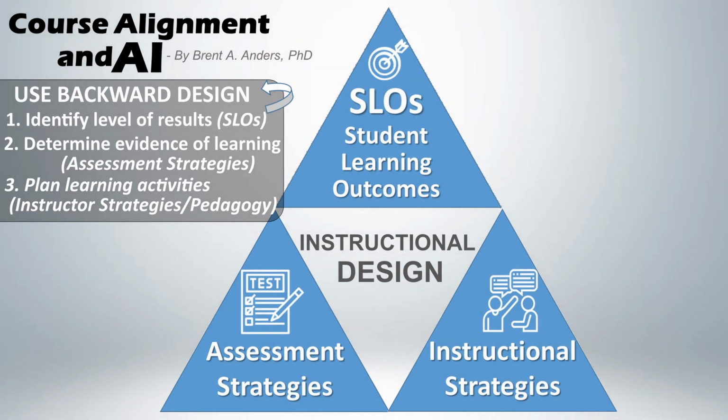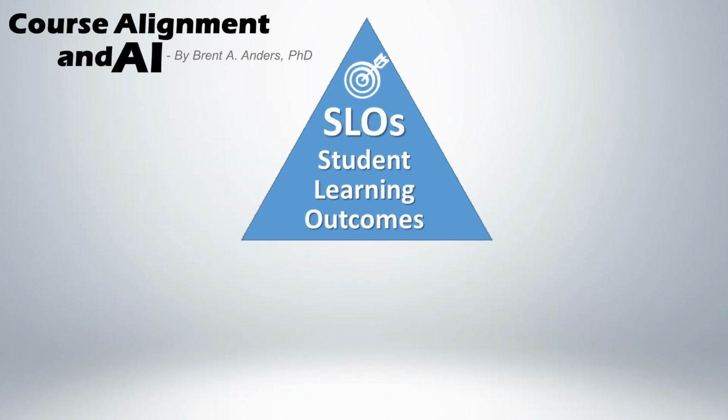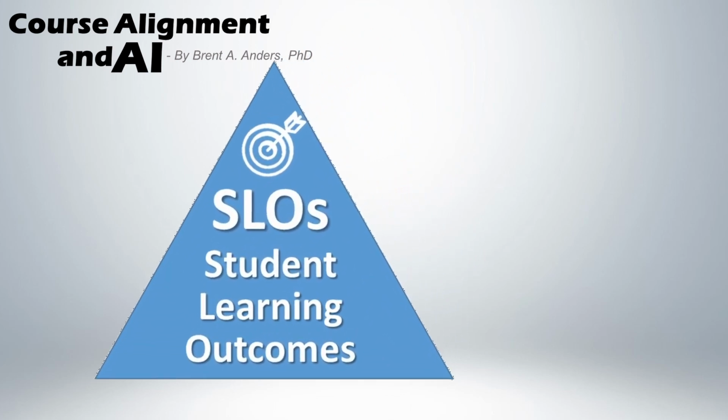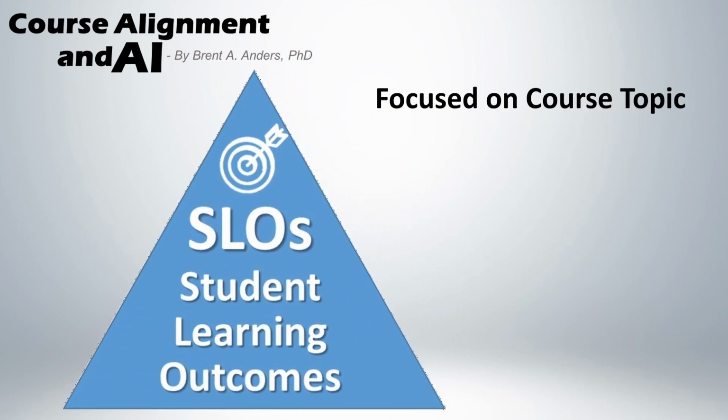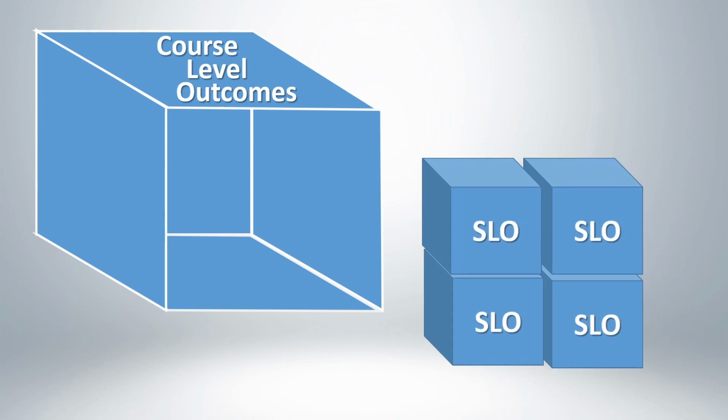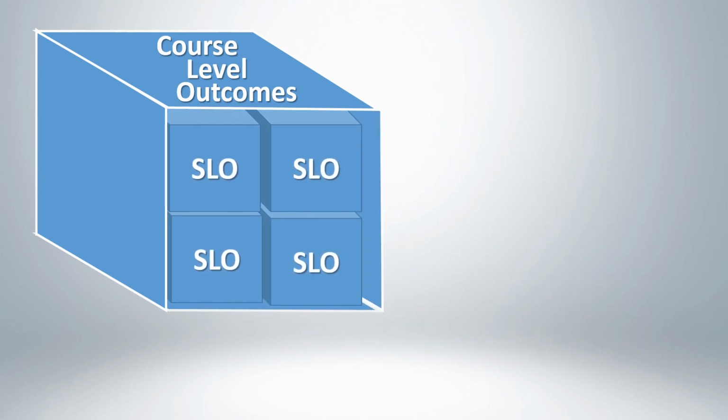Within each section, it's really important to understand the components of what's going on. So the SLOs, the student learning outcomes. Student learning outcomes are focused on the course topic. So this is specifically what do they need to know from this course specifically. A key part of that is that this is nested within the program goals. So that means that the SLO is nested within the course level outcomes.